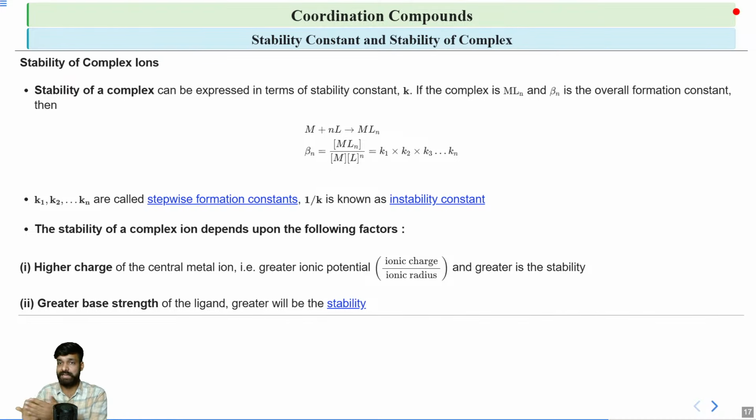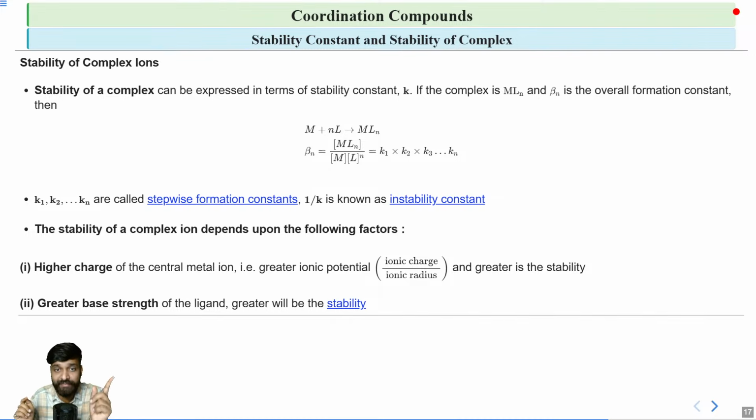Okay, so it is directly proportional. Got it? It means your strong field ligands are capable of showing higher stabilization energy or higher CFSE value, and hence they form stable compounds. So 2 points you should remember. First, if your metal charge is higher, then your complex will be stable, and second, if your ligand is strong, then in that case your complex will be stable.